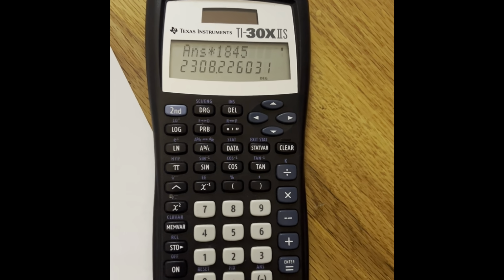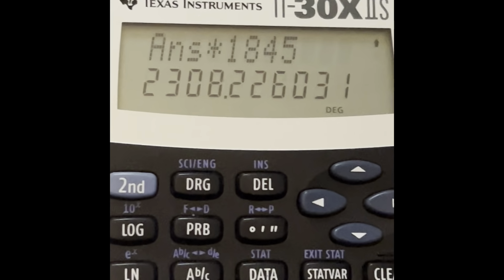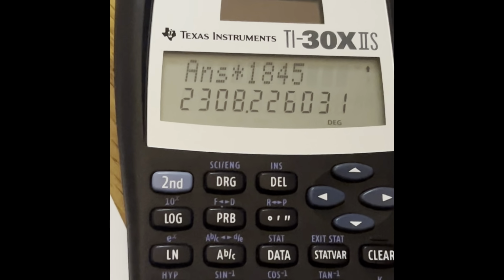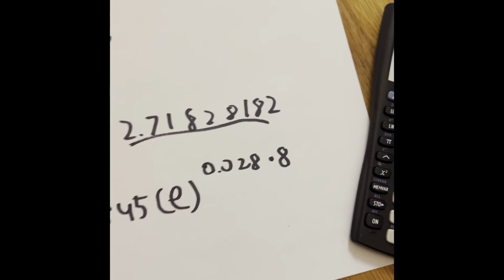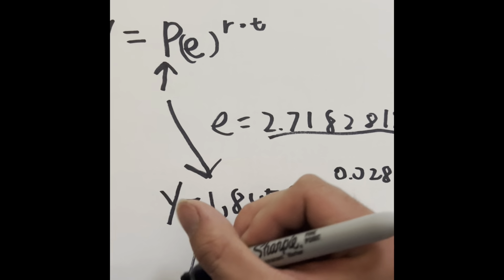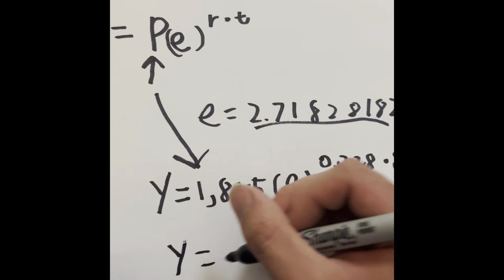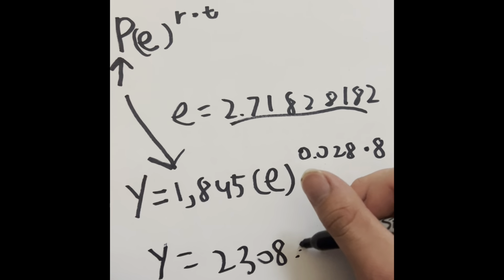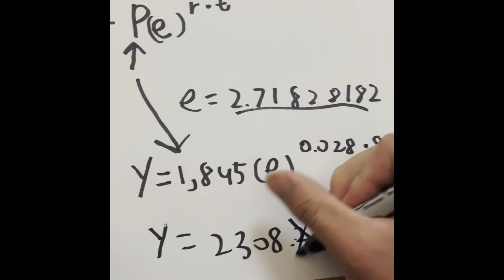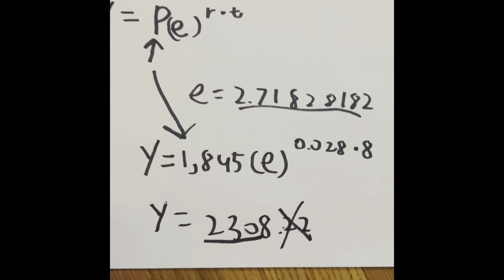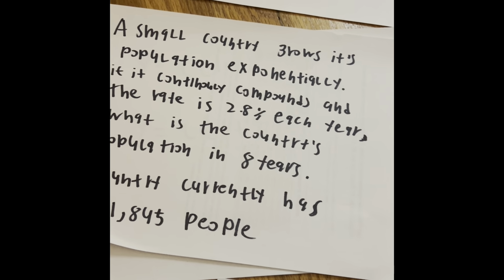But it's not like we can slice the citizens in half. That would be weird. So even though there's a decimal, we're going to keep it as a whole number and round it down. So the total number of citizens, y, is going to equal 2308.22. But we're going to get rid of the decimal because this is how many citizens live in that new small country right over here.